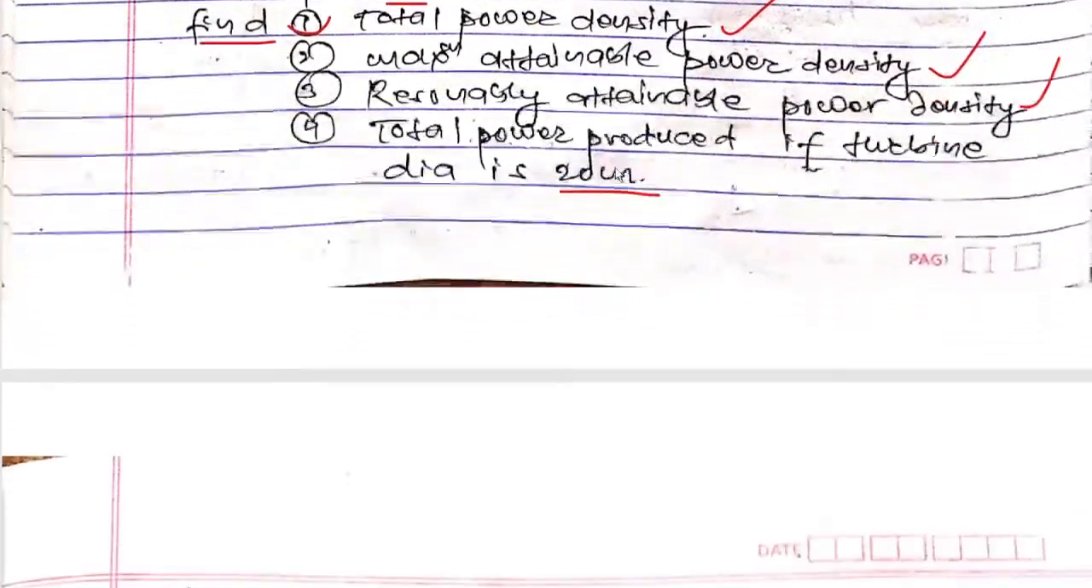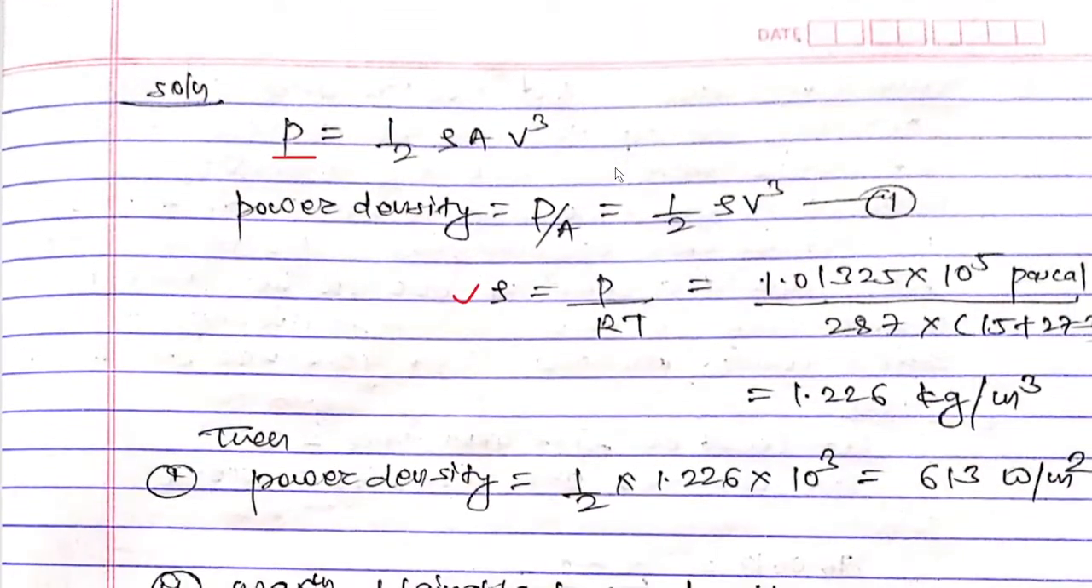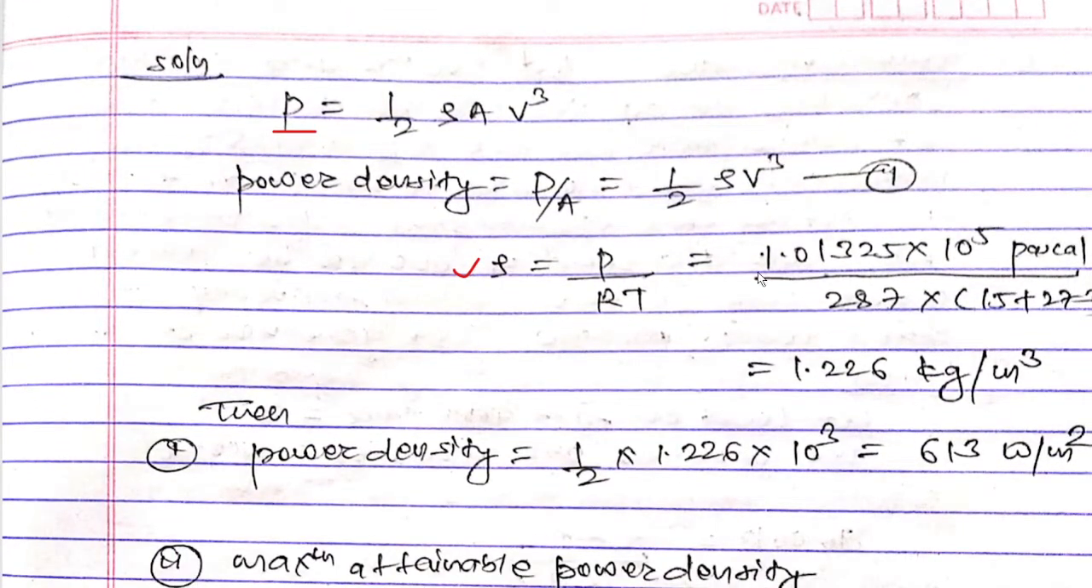So 1 standard atmosphere equals 1.01325 into 10 power 5 pascals, and the value of R will be 287. Similarly 15 degrees Celsius temperature is given, so we have to convert degrees Celsius into Kelvin. For that we have to add 273, so 15 plus 273. If you calculate this, we'll get 1.226 kg per meter cube.